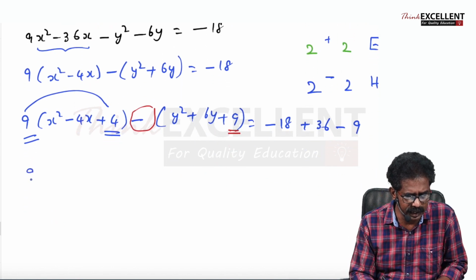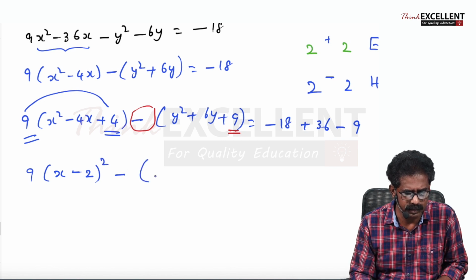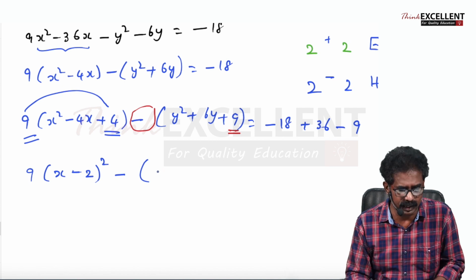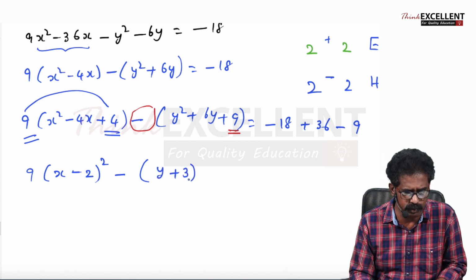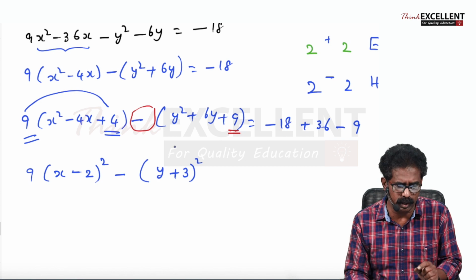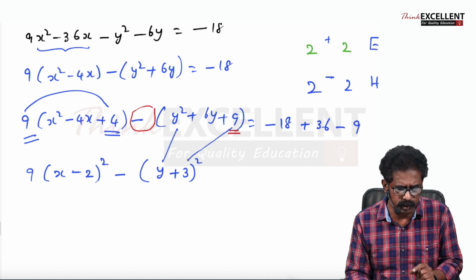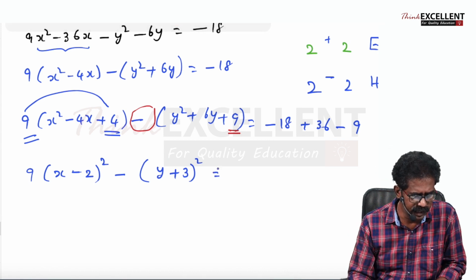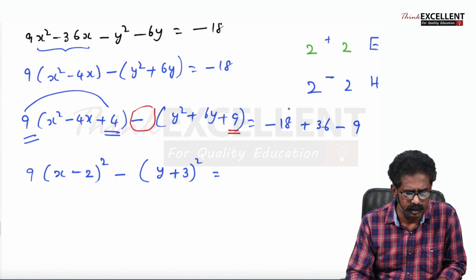Okay, so 9 into x minus 2 the whole square: square root of the first one, square root of the last one, the square root of 4 is 2, in between minus. Second bracket, a plus b the whole square, because the 2ab term is plus, right? So y plus 3 the whole square. Square root of the first one, y square, square root y, and the square root of 9 is 3. In between the sign is plus. Right side you simplify, minus 18 minus 9, so minus 27, right? 36 minus 27 is 9.